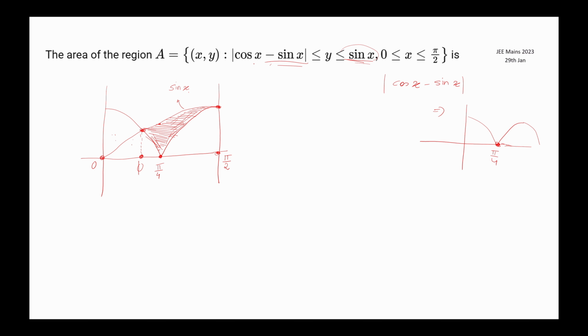Phi would of course be the intersection of these two curves, and we can simply equate these two curves and find out our phi. So that is not a problem. Let us talk about how we can find out the area. We simply cannot integrate from phi to pi by 2, because that would give us this area as well.